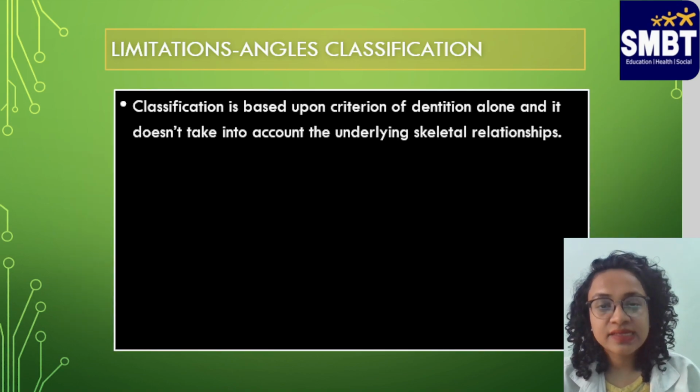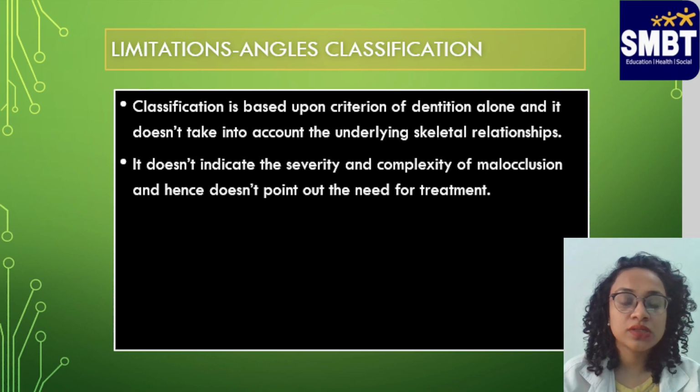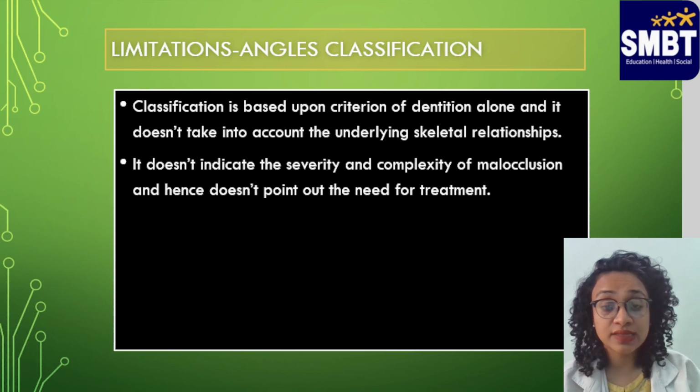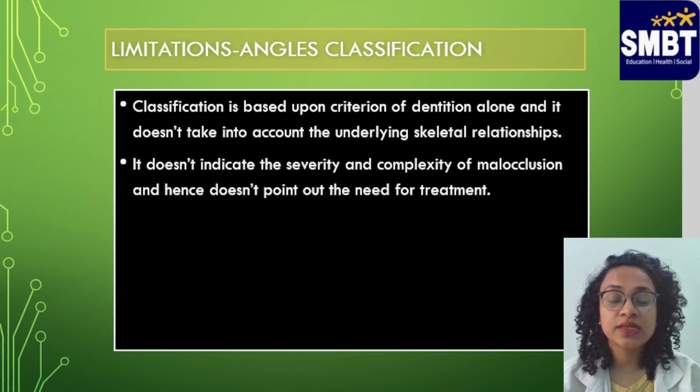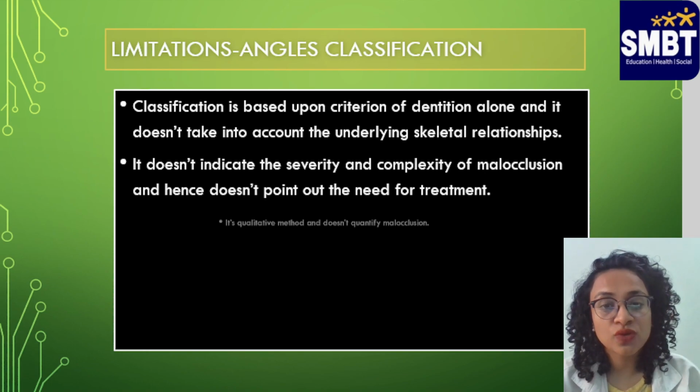So the next disadvantage is that classification is based upon criteria of dentition alone, and it doesn't take into account the underlying skeletal relationships. It doesn't indicate the severity and complexity of malocclusion, and hence doesn't point out the need for treatment. So Angle did not exactly explain to us whether a class 3 is more severe or class 2 is more severe or a class 1, and hence it doesn't tell you which malocclusion needs treatment at the earliest and how long it will take.